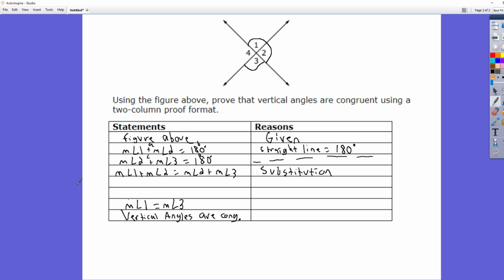Alright, now how can we get from this line to this line? Well, if you notice that we have a measure of angle 2 on both sides of our equation. In order to get rid of that, you can subtract. If I were to subtract both sides of our equation by the measure of angle 2, what would we have left? That the measure of angle 1 equals the measure of angle 3. And that's just subtraction property.